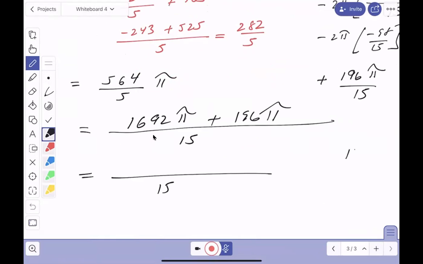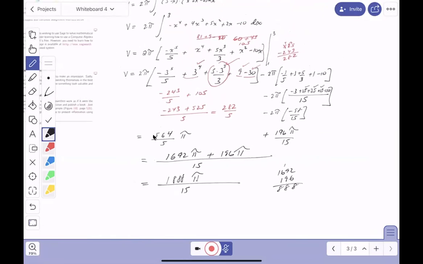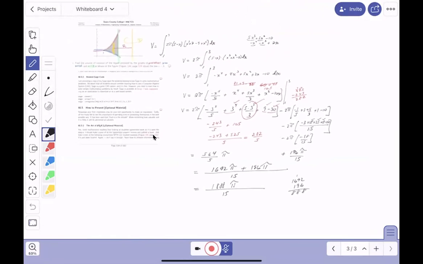I got to write this down. 1692, 196, 8, 99 is 18, 678, 1888. Take a look. I think I might have made a mistake somewhere though.